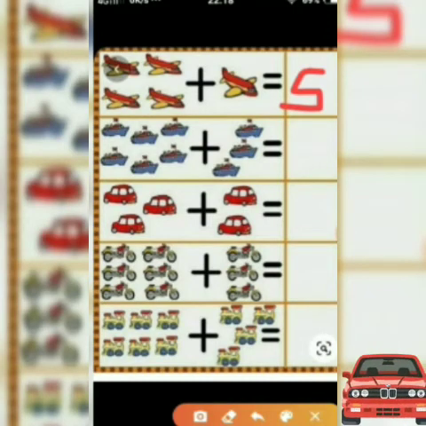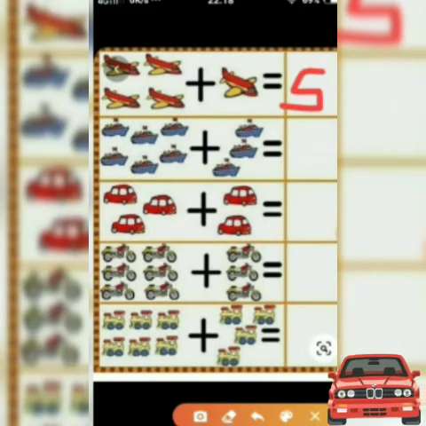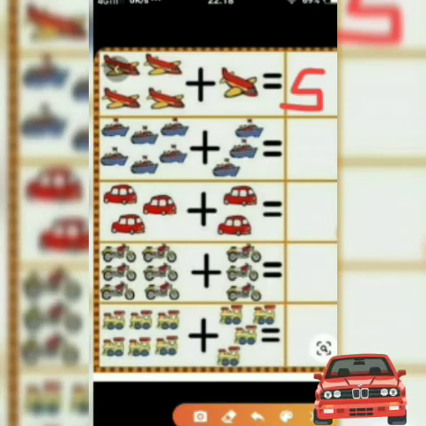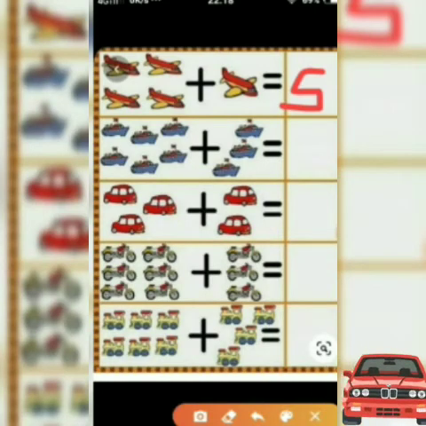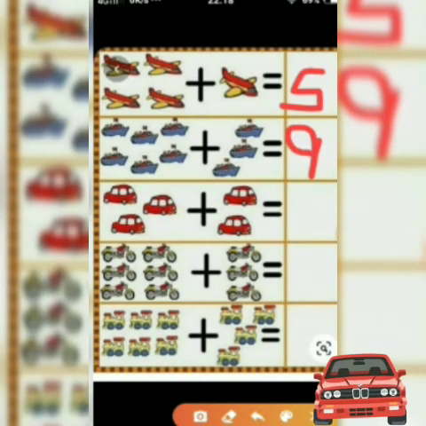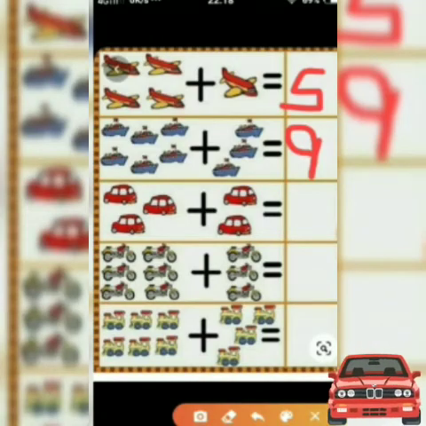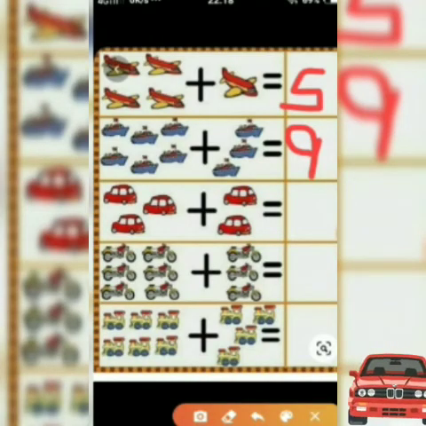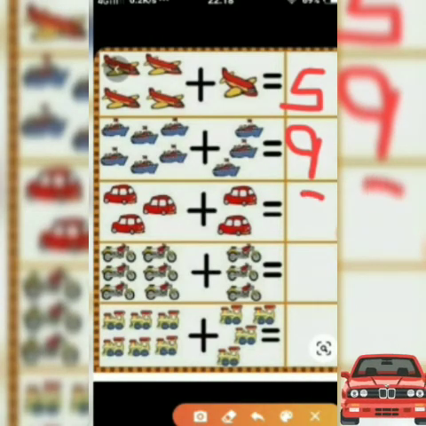1, 2, 3, 4, 5, 6 ship plus 1, 2, 3 equal 9. 6 plus 3, 9. 1, 2, 3 car plus 1, 2 car equal 5. 3 plus 2, 5.